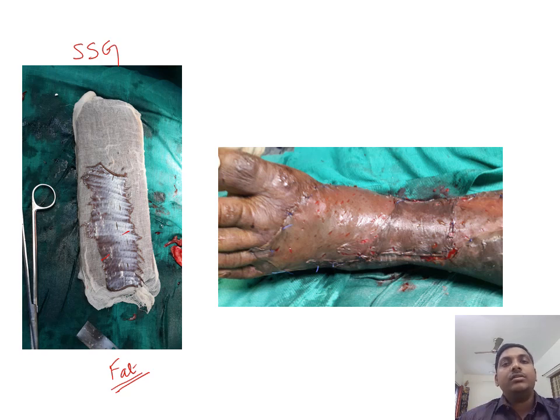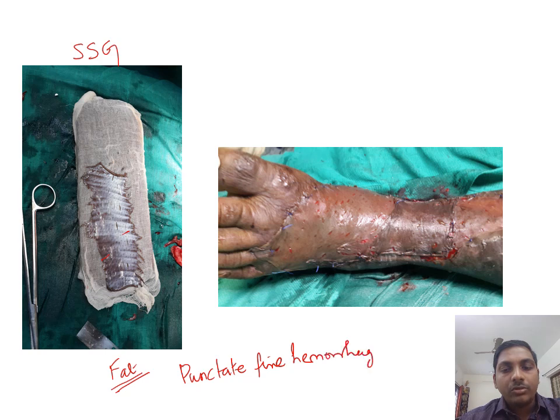So how will the donor area of the split thickness skin graft look? There will be punctate fine hemorrhages in the donor area. That means you have gone up to the level of the superficial dermis. If you have taken the entire dermis, you will see only fat.